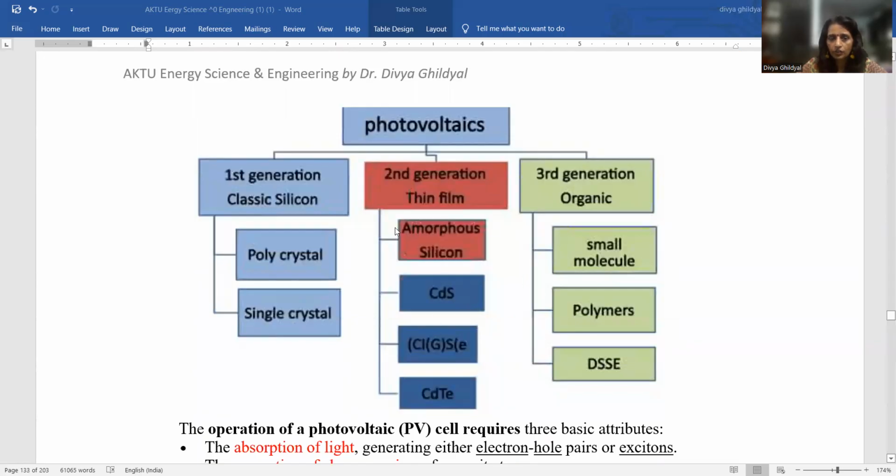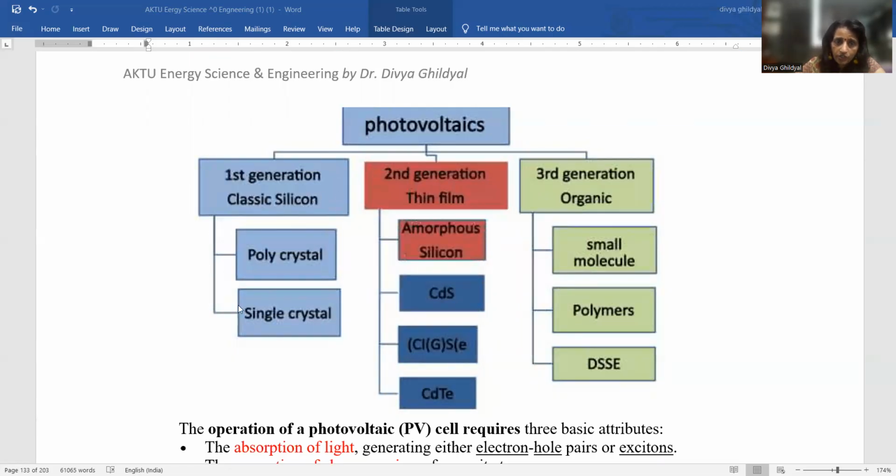Now there are 3 generations of solar cells. The first generation is the old traditional famous semiconductor silicon, which is used more compared to germanium in the lab. Silicon is easily available, cheap, and its band gap also does not create much problem in being maintained in the lab.